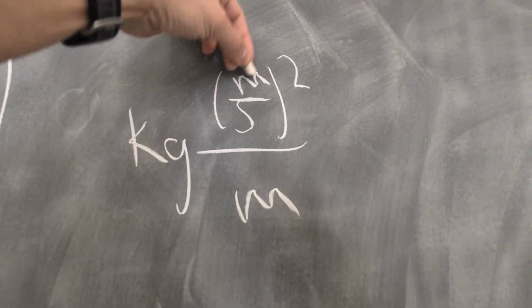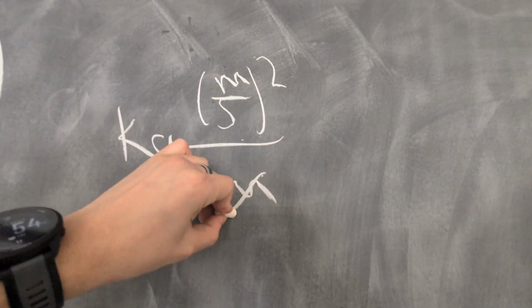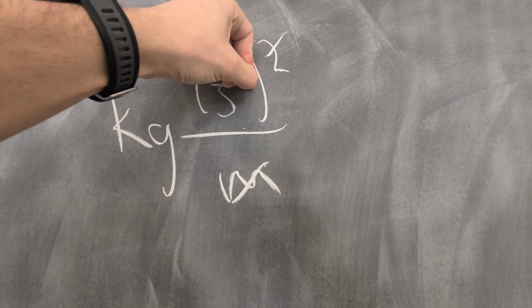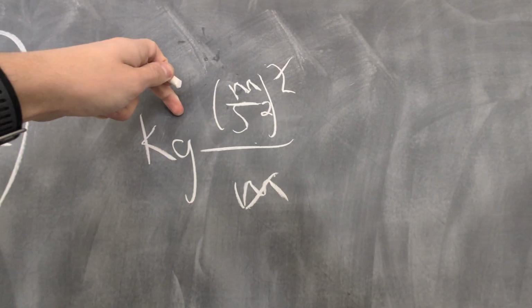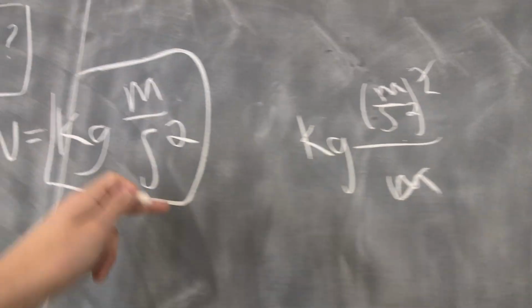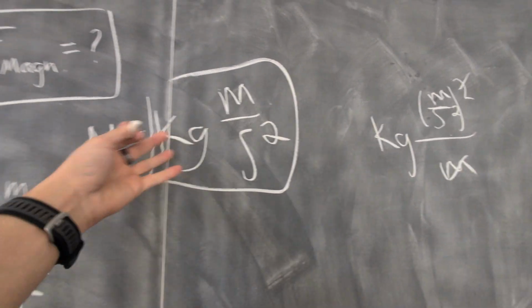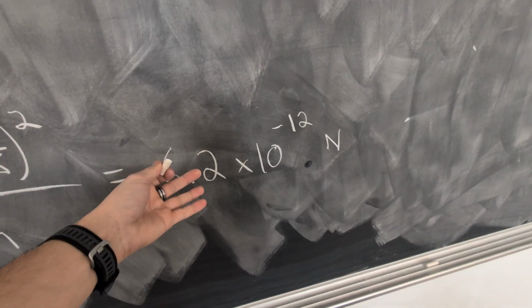Over here we have meters squared over meters. So one of these cancels. So the square is only applied to the seconds. Kilograms times meters over seconds squared, kilograms times meters over seconds squared. So I can put the final units over here.